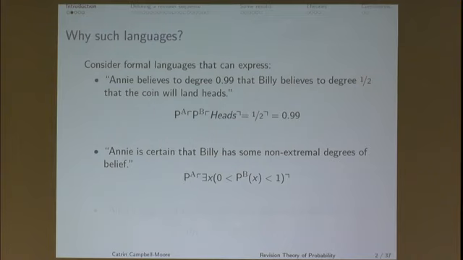Say that probability is 1. Yeah, equal 1. Yeah, that's a typo.